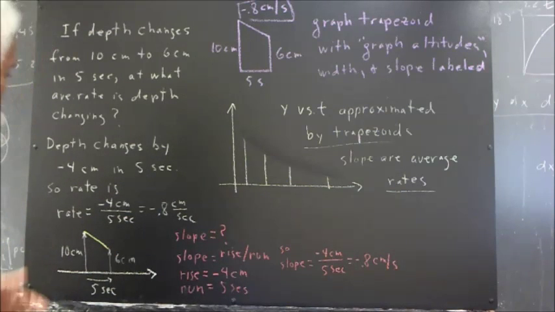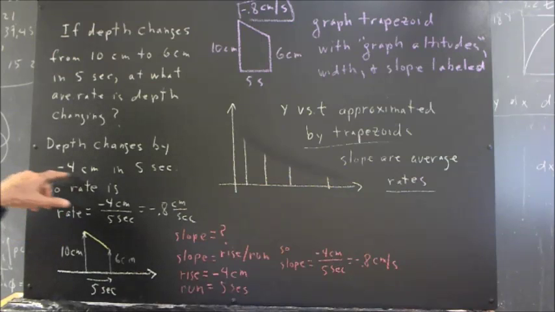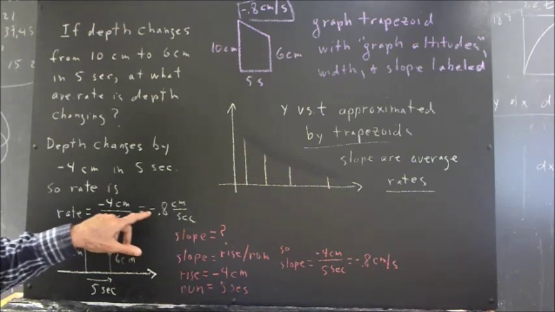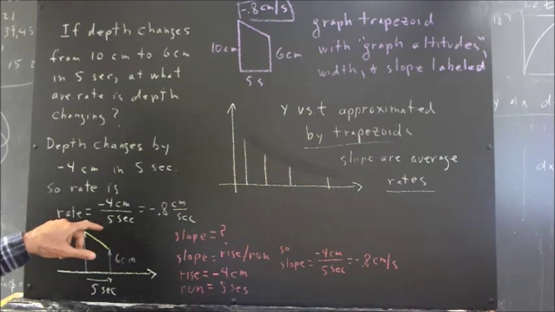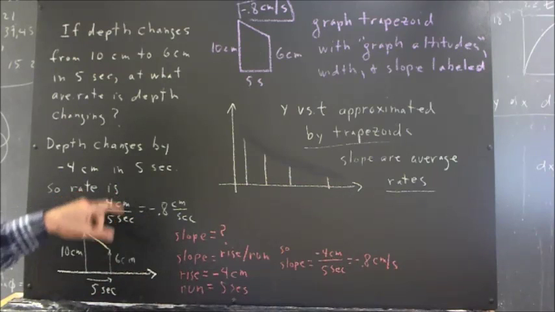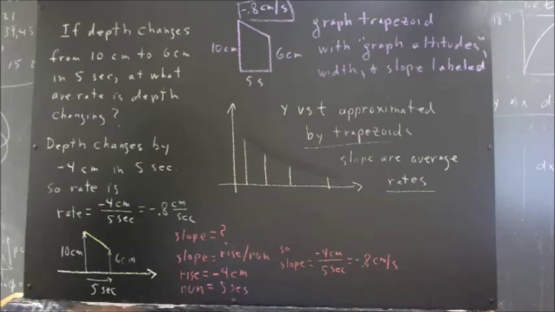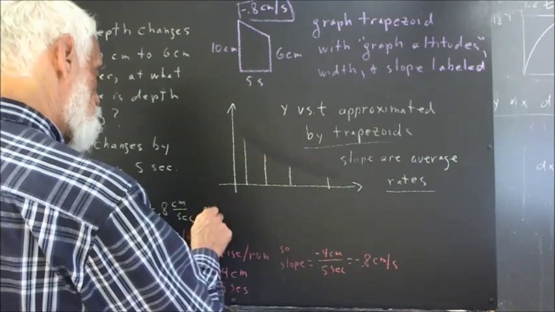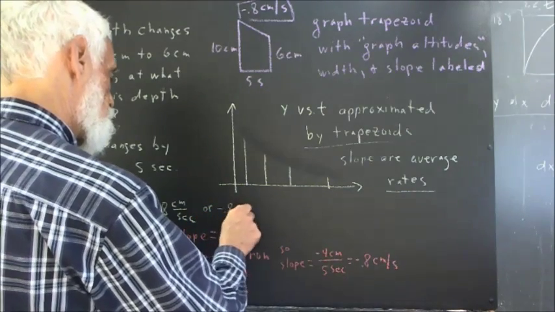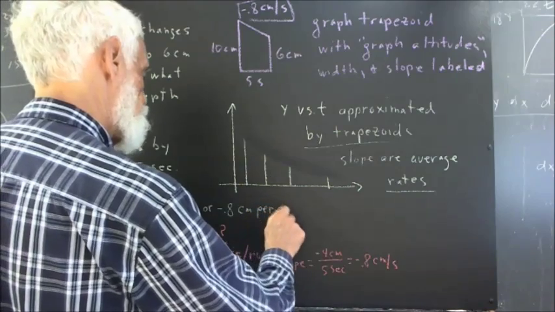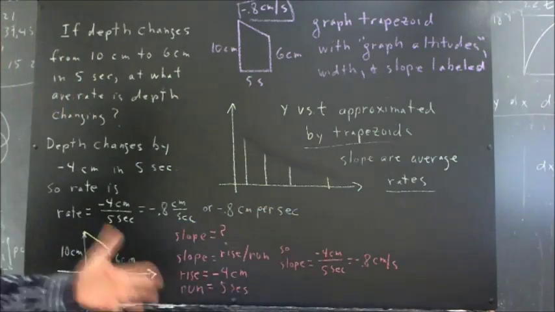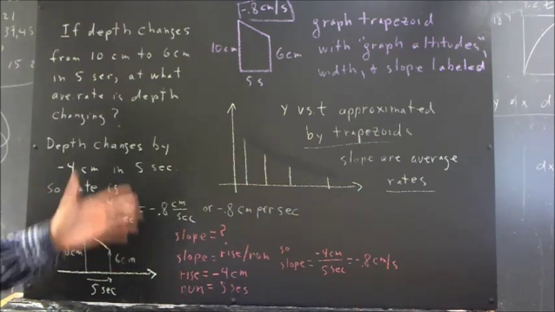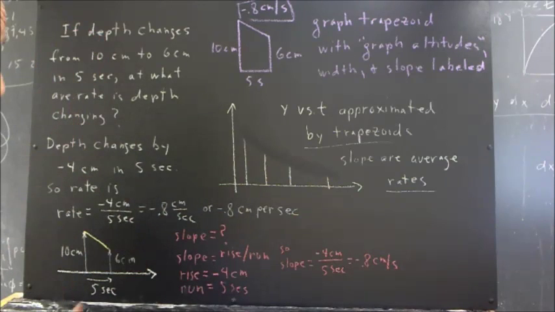Well, the rate is simply going to divide the -4 centimeter change by the 5 seconds. So you get a rate of -0.8, because -4 over 5 is -0.8, and centimeters over seconds is centimeters over seconds, which can be read as centimeters per second. Per indicates a division of this quantity by this quantity. Okay? So that makes a certain amount of sense as the rate at which the depth changes.